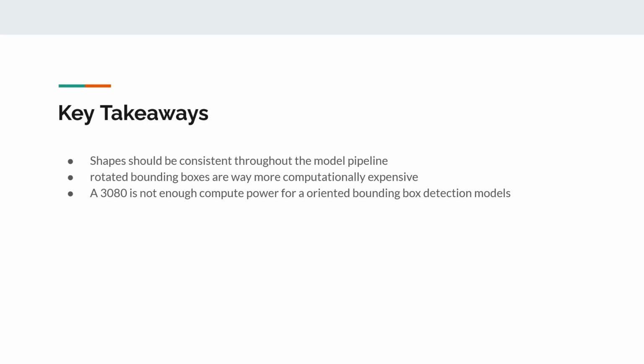I also learned that rotating bounding boxes are way more computationally expensive than axis aligned bounding boxes. I wasn't expecting this. I was expecting the training times to be closer to axis aligned, but they weren't. And then also, a 3080 is not enough power for an oriented bounding box detection model.